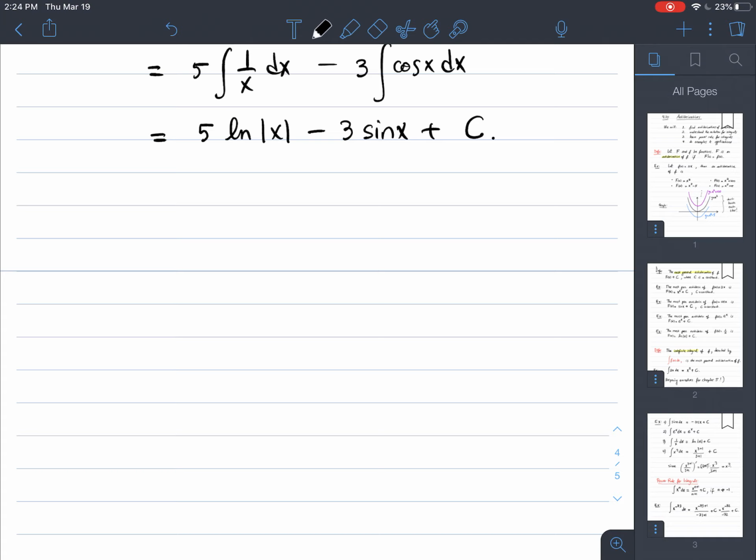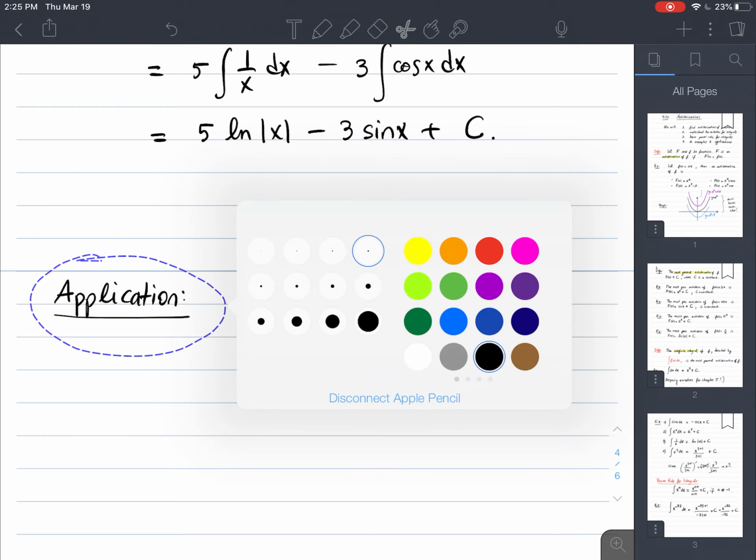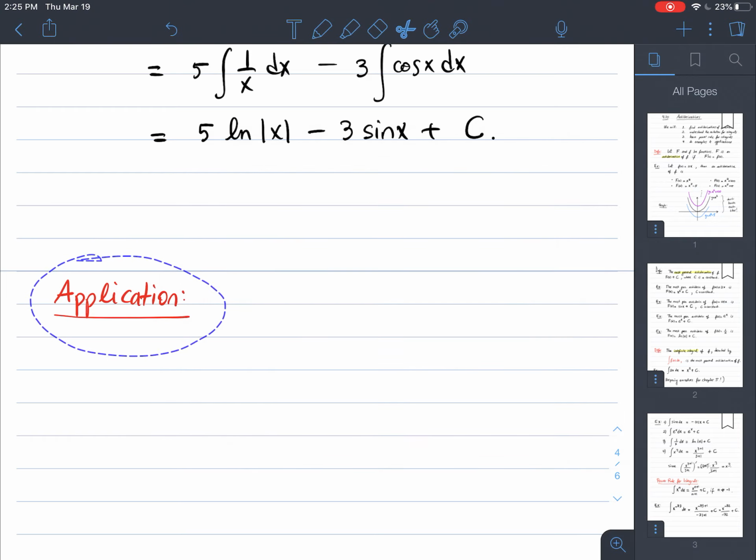Alright, so let's do an application now. Now remember, last semester we worked a lot with velocity and acceleration if you're given the position function. Now in this section we're going in the opposite direction. So if I give you the acceleration function, I can say something about velocity and position function. So let me remind you.